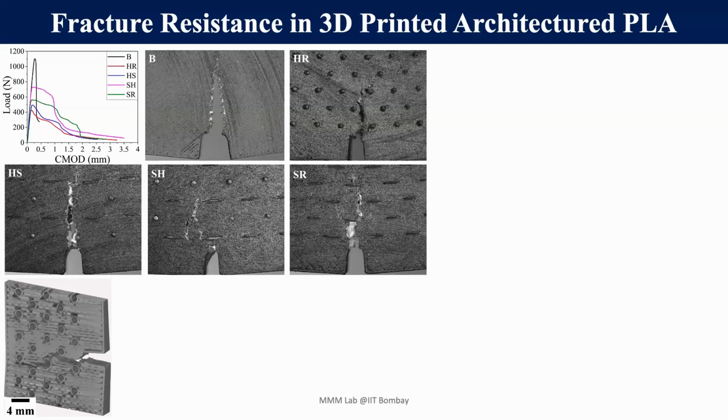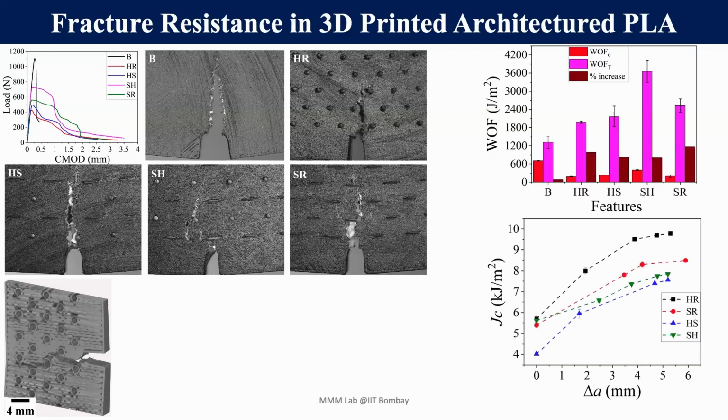So when we see the 3D X-ray tomography, you can see there is a failure starting. It's not interacting with the hole, it's interacting with the boundary of the hole. So this is the effect of 3D printing. When we quantify the work of fracture or the fracture resistance, it is maximum in the SH case because of the blunting and the crack deflection.